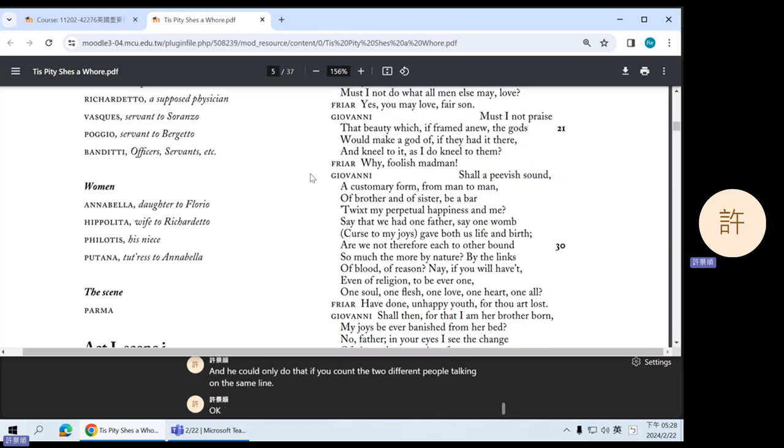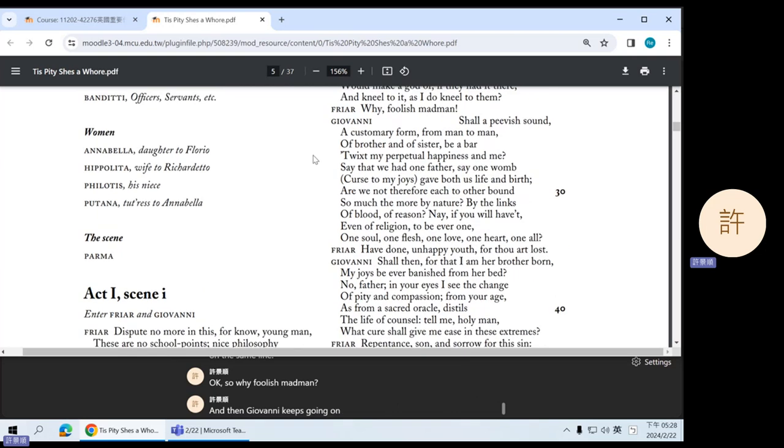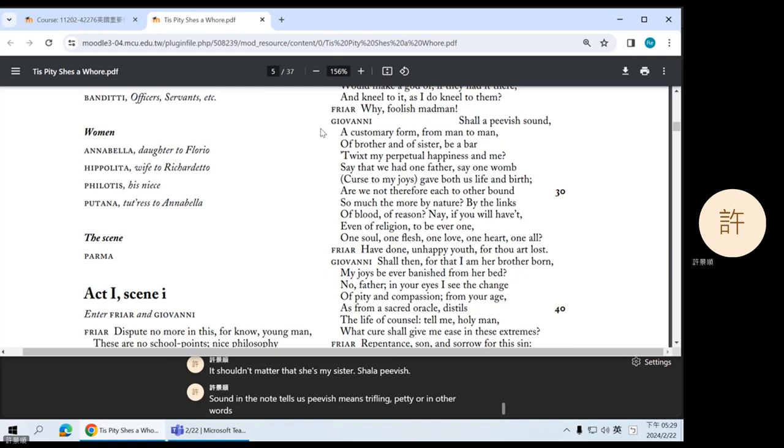Okay, so why foolish madman? And then Giovanni keeps going on about how it shouldn't matter that she's my sister. "Shall a peevish sound," and the note tells us peevish means trifling, petty, or in other words, unimportant. "Shall a peevish sound, a customary form," so a conventional form, not meaningful, just a habit, "from man to man, of brother and of sister."